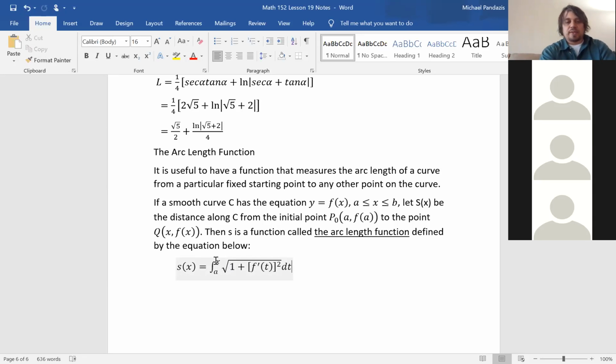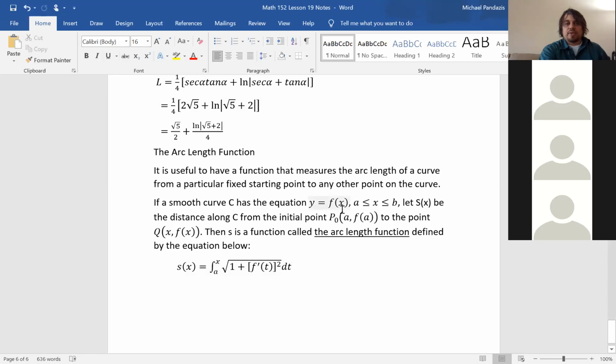Here, a smooth curve C is a continuously differentiable curve. So our function f of x has a continuous derivative. So f prime of t is a continuous function. If the derivative of f exists and it's continuous, that's what smooth curve C means, continuous derivative. So we have this arc length formula here.